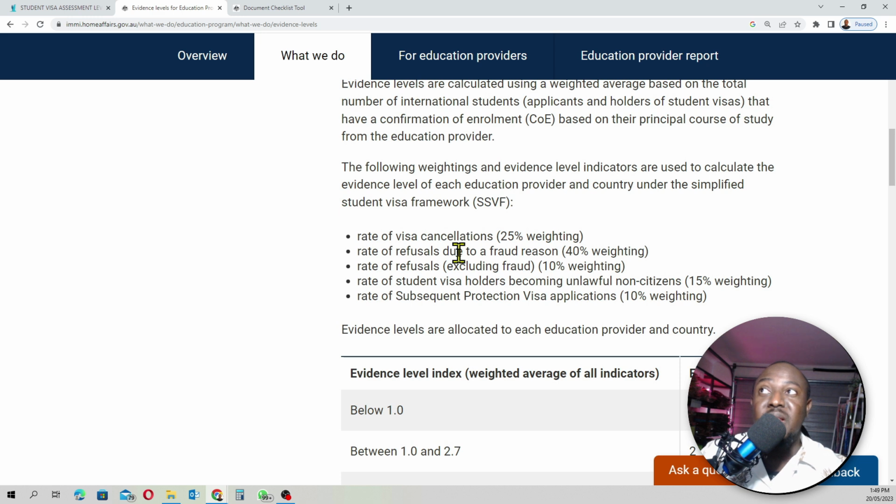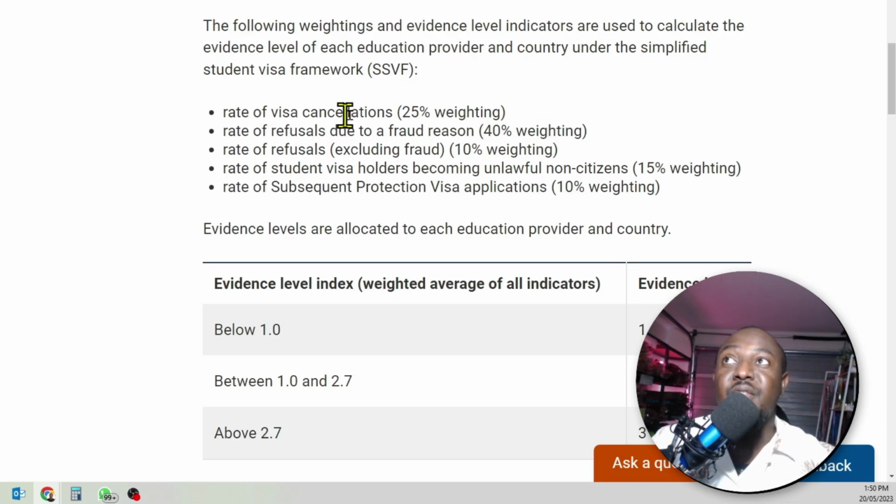So they've actually grouped everything here. All right, so the rate of visa cancellations, the rate of refusals due to fraud reasons, the rate of refusals excluding fraud reasons, the rate of student visa holders becoming unlawful non-citizens, people that are overstaying. So if your visa comes to an end and people do not leave the country but they overstay on their visas, yep, it is going to go against us.